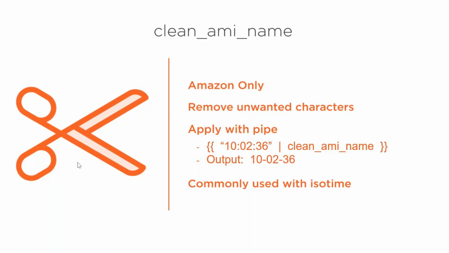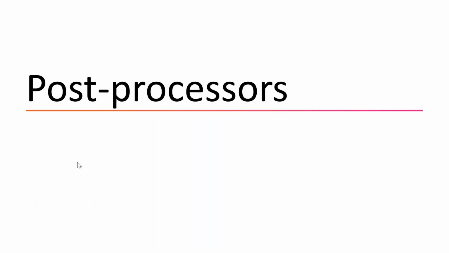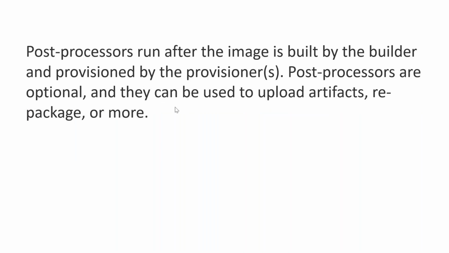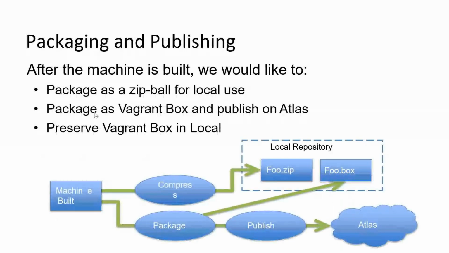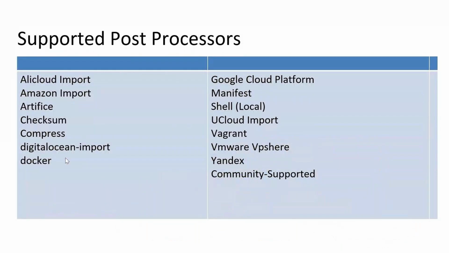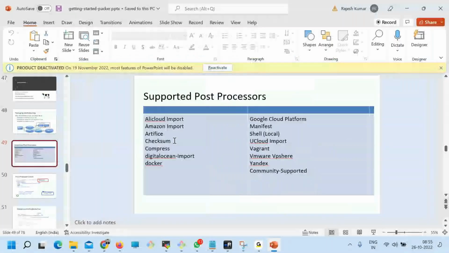Now post processors. Post processors means what you want to do with that image. Do you want to upload it somewhere, like Artifactory, simple. You have created multiple images and you want to upload to an Artifactory or maybe AWS. So it can be anything. These are the post processors available. You can compress the file, you can checksum the file, and so on. You can upload to AWS and all. Amazon import, you can do that. So these are the things which we have.